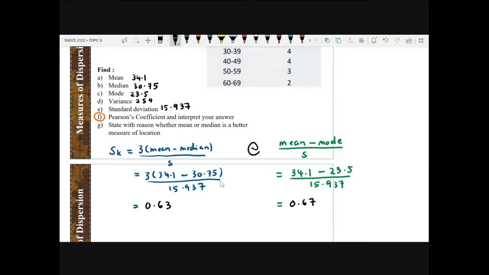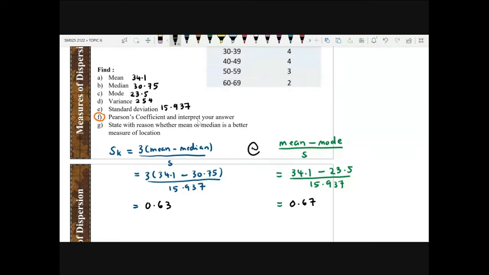Nampak? Both would have different value but still in the same range lah. Dia takkan pergi jauh. Takkanlah satu tu dapat positif, satu dapat negatif. Yang tu tak logik. Tu something wrong dengan data awak sebenarnya. Okay, jawapan dia memang akan slightly different tapi takkan jauh sangat. Takkan jauh beza. Okay, settle. This is how we find Pearson coefficient.